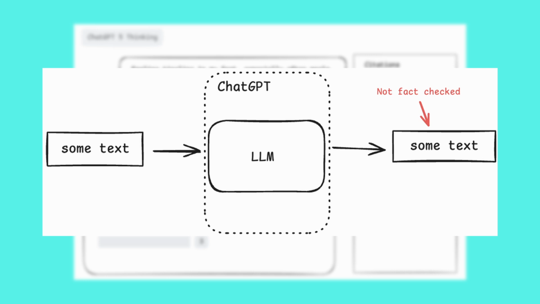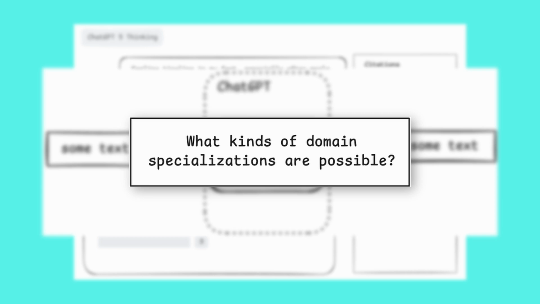This simplicity makes the system cheap and flexible, easy to manage, and very general, good for general purpose use by the public. But that means it's not optimized for any specific high-stakes domains like health and nutrition. Now, what does it mean for the AI system to be optimized specifically for health? What kinds of domain specializations are possible?